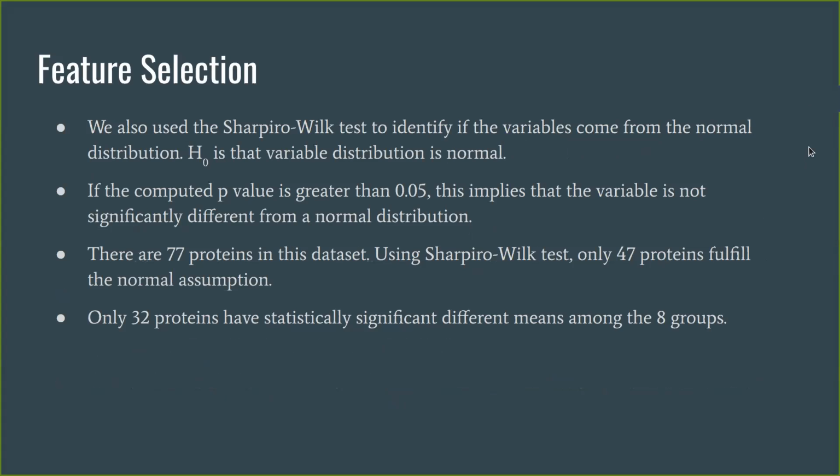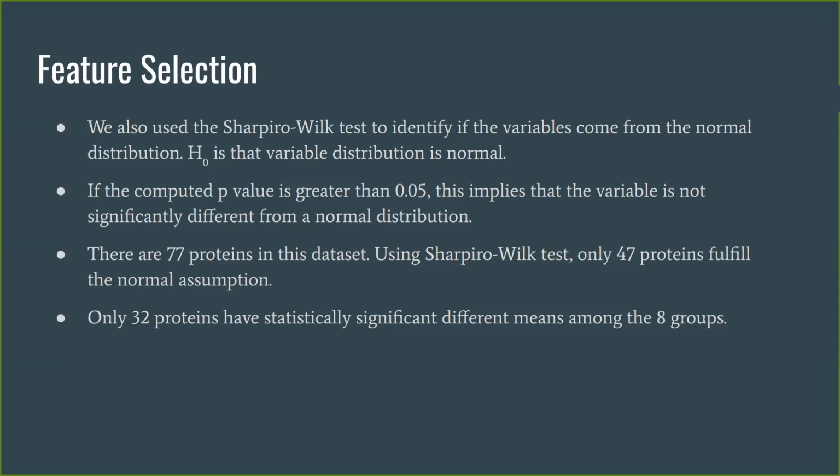We also use the Shapiro-Wilk test to identify if the variables come from a normal distribution. The null hypothesis is that the variable distribution is normal. After using R, we can compute the p-value and determine which variable is significantly different from a normal distribution by looking at its p-value. If the p-value is greater than 0.05, this implies that the variable is not from a normal distribution. So there are 77 proteins in this data set.